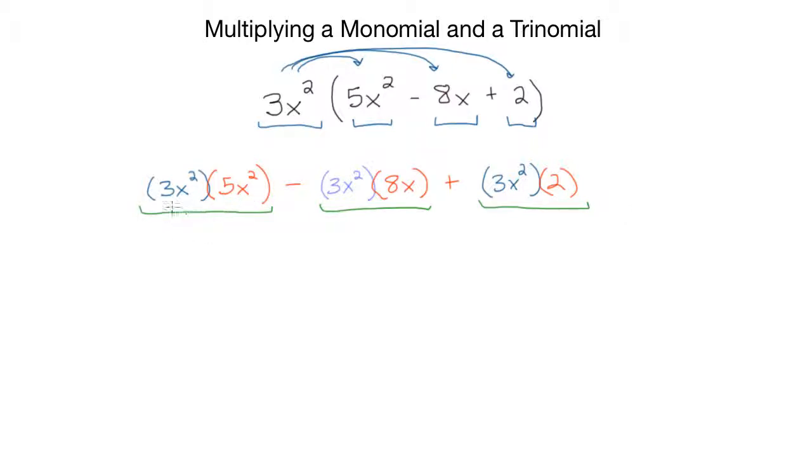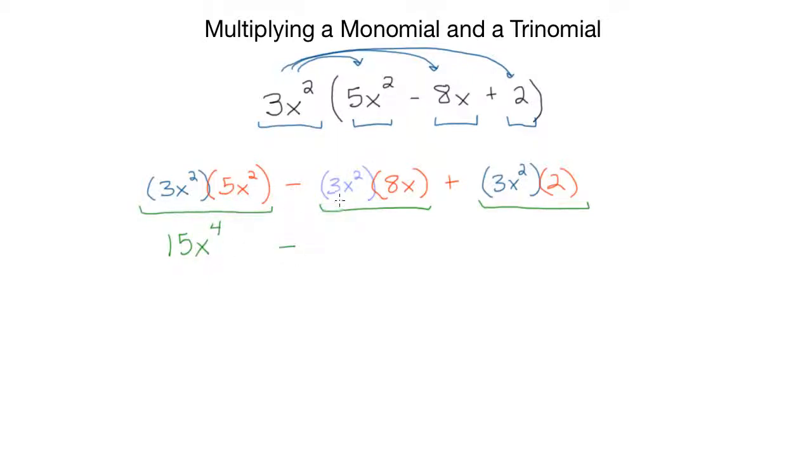So let's start with this first term right here. We've got 3x squared multiplied by 5x squared. Well, 3 times 5 is going to be 15. And then x squared times x squared, that's 2 x's multiplied by 2 more x's, means I'm going to have 4 x's all together. I can add the exponents. It's just my exponent property right there. Same base, and we're multiplying, so we can add the exponents. So there's my first term, 15 times x to the 4th.